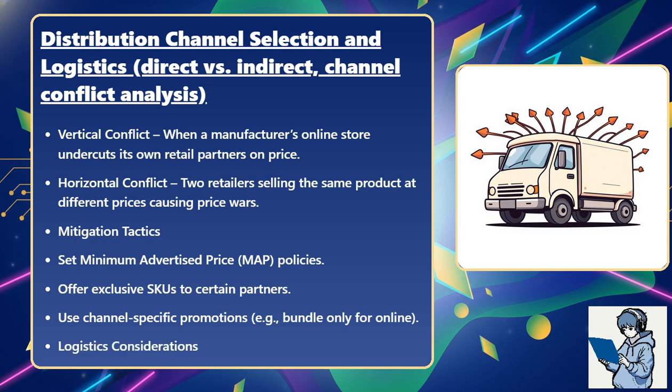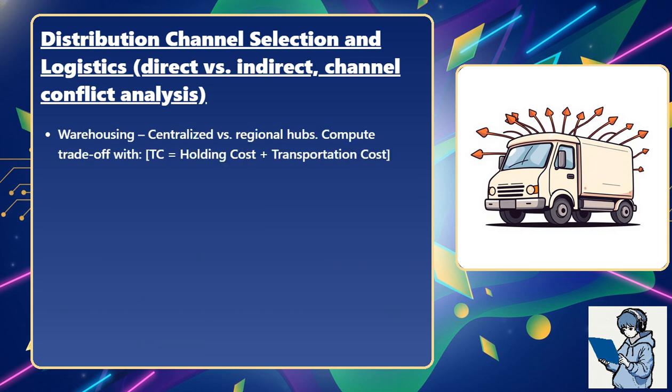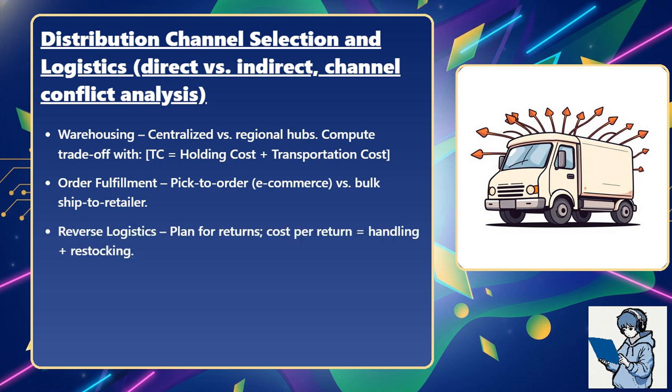and use channel-specific promotions, e.g. a bundle only for online. Logistics considerations. Warehousing: centralized versus regional hubs. Compute the trade-off with TC equals holding cost plus transportation cost. Order fulfillment: pick-to-order for e-commerce versus bulk shipping to retailers. Reverse logistics: plan for returns. Cost per return equals handling plus restocking.